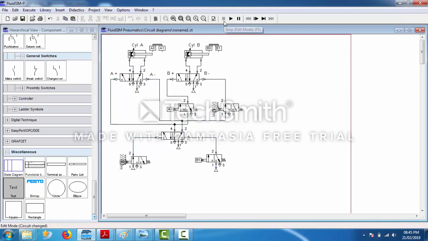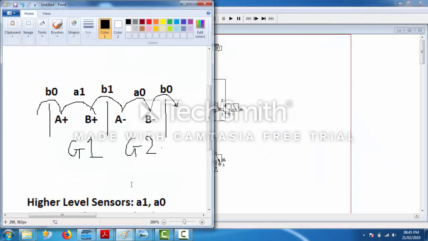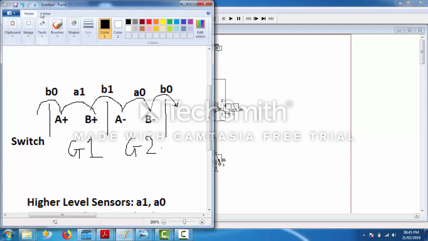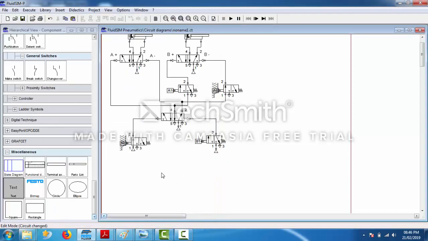This must not be the case. So we have to put in a switch also. Now where will the switch be placed? We cannot place the switch in between. The switch should always be placed at the start. So we will need a switch, and this will go to A plus. So A plus has two inputs. It has B0 also, switch also. These two will be placed in series to each other.